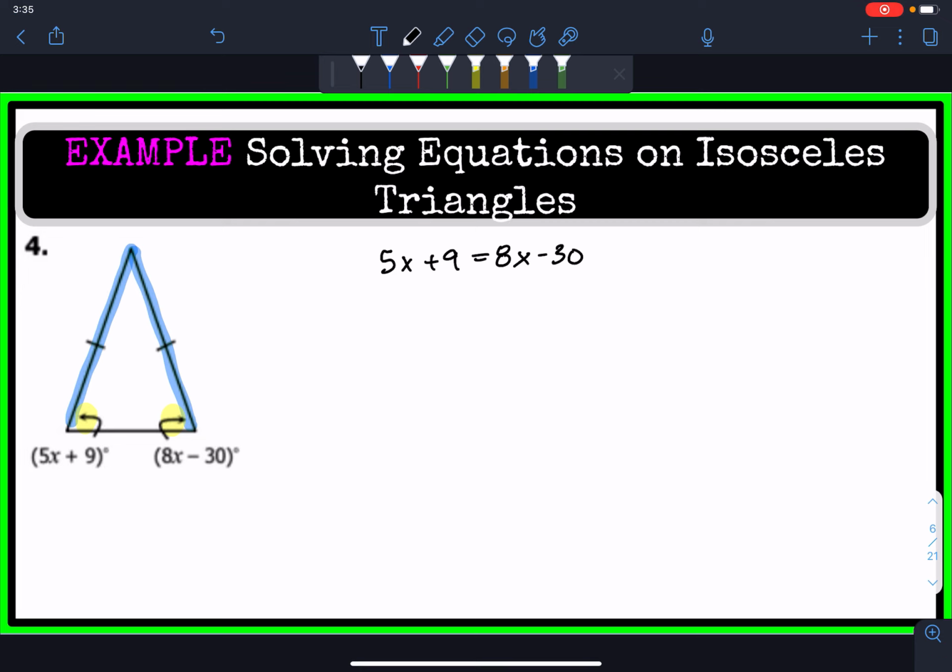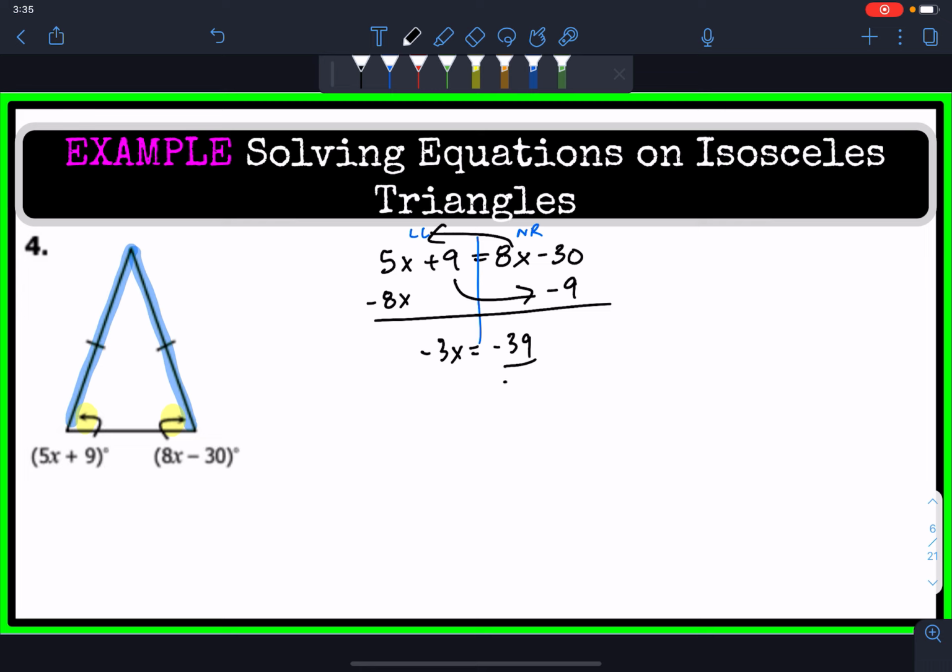And then with our whole letters to the left and numbers to the right technique, we'll have the 8x subtracted on the left side. We'll have the 9 subtracted on the right side, and we end up with negative 3x is equal to negative 39. We divide by negative 3, and x is going to equal 13.